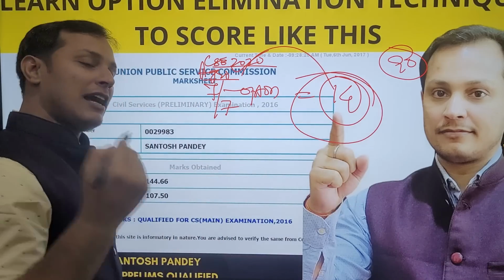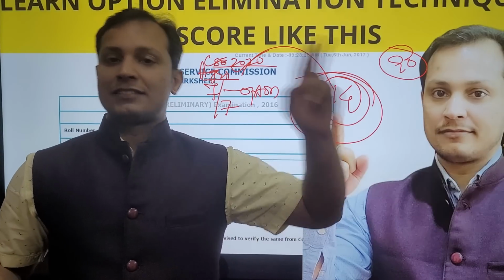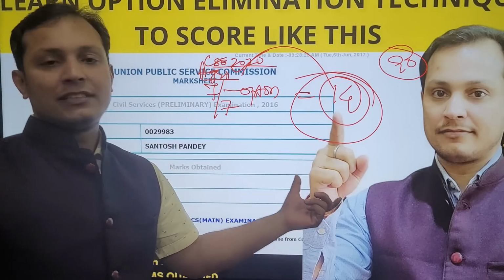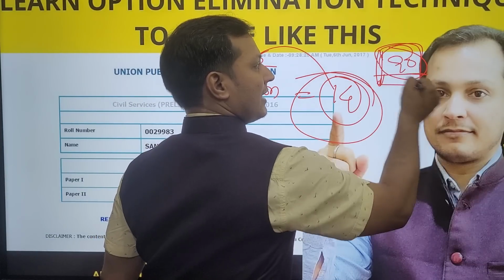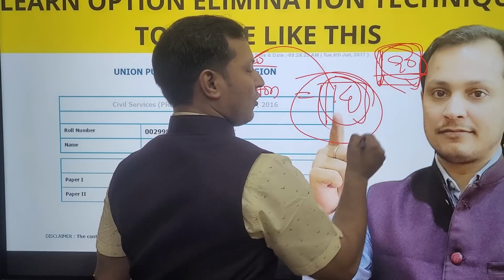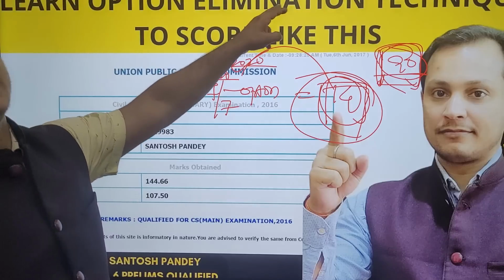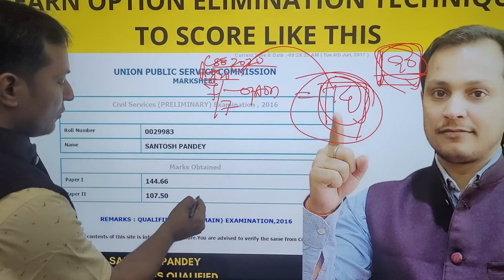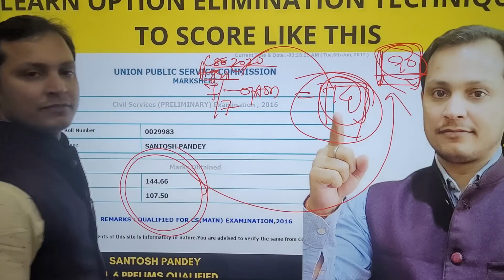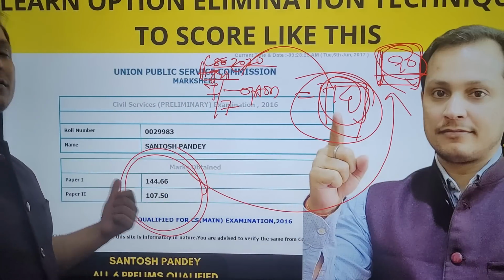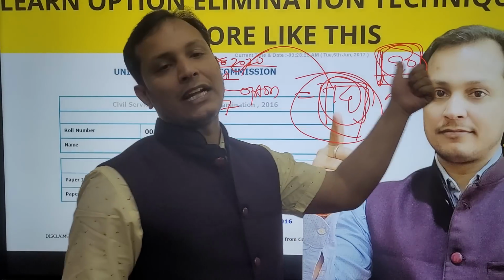Just imagine what will happen when you apply these tricks in polity, economy, geography, science and tech. What will you get? This 90 marks is nothing. Anyone can get it if they have basic knowledge and they master my elimination techniques. Guys, this has helped me to score this much. It can easily help you to score 90.